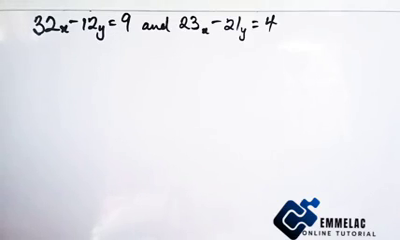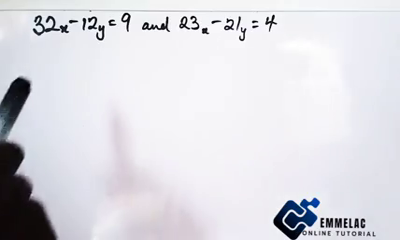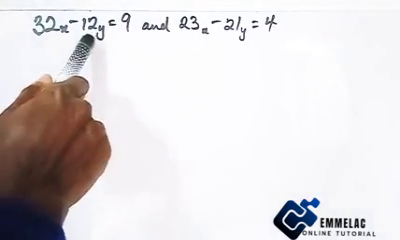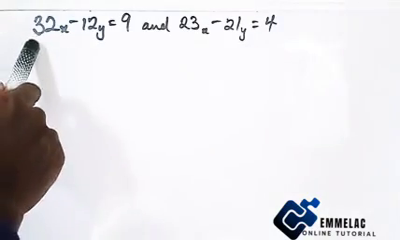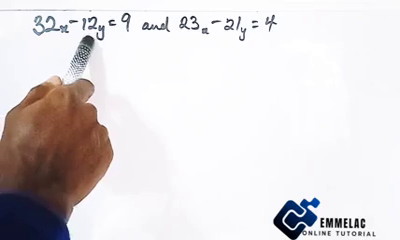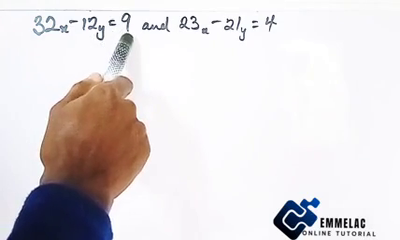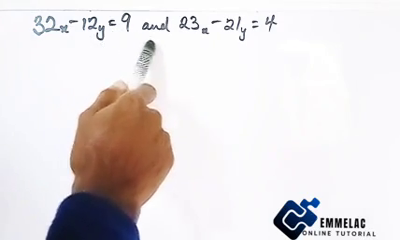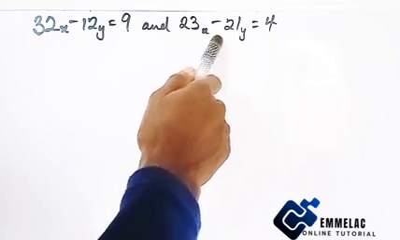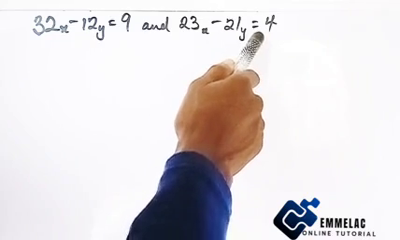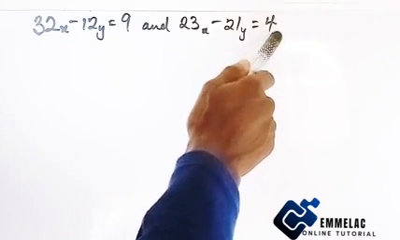Now, in this case, for this question, we are asked to find the value of the bases x and y. These are two expressions, which means that 32 base x minus 12 base y gives you 9, automatically in base 10, and 23 base x minus 21 base y equals 4. This is also in base 10.